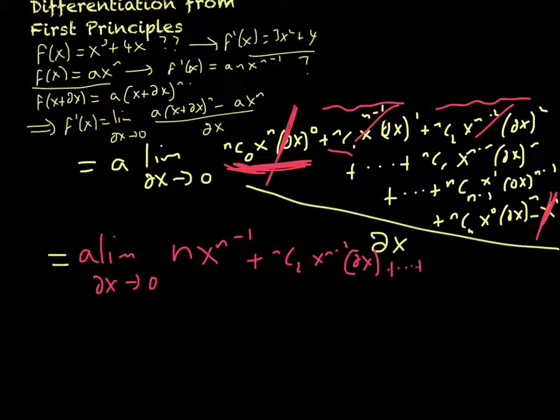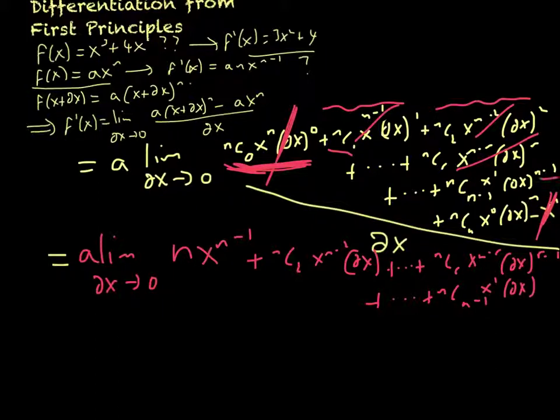Plus our dot dot dot, plus, now we've got our n choose r, x to the n minus r, delta x to the r minus 1, just one of the delta x is gone. Plus dot dot dot, plus n choose n minus 1, x to the 1, delta x, again, n minus 1 lots of delta x, divided by delta x is now going to be n minus 2. And then our last term, n choose n, x to the 0, delta x to the n minus 1.